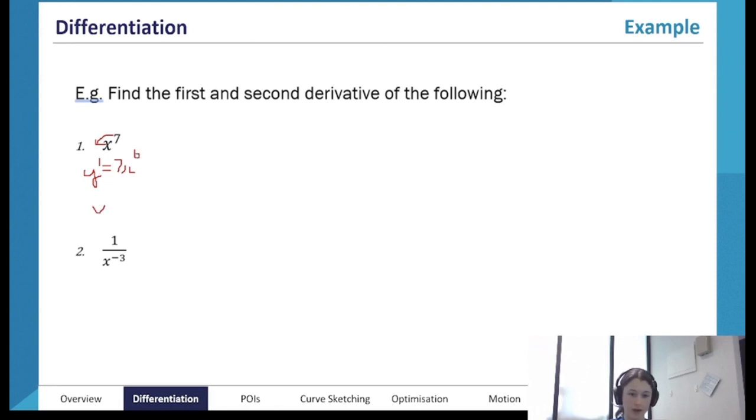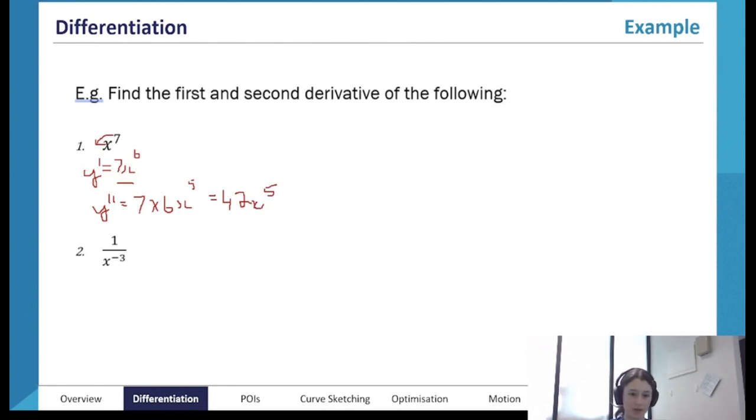Then remember our second derivative is the derivative of the derivative. So we're now going to differentiate this function here. We're going to take that old power 6 out the front, reduce our new power by 1. And this is going to give us 42 x to the 5th.